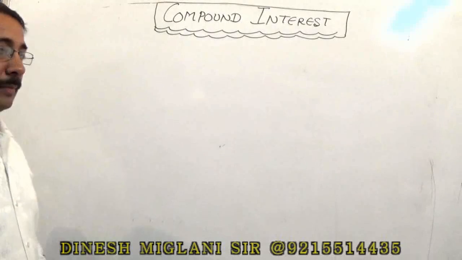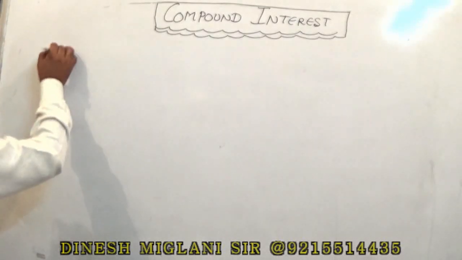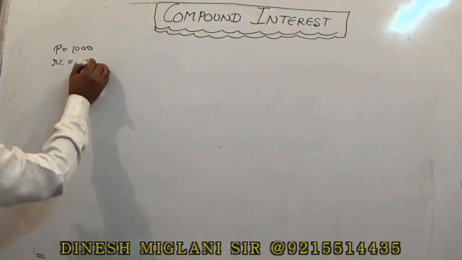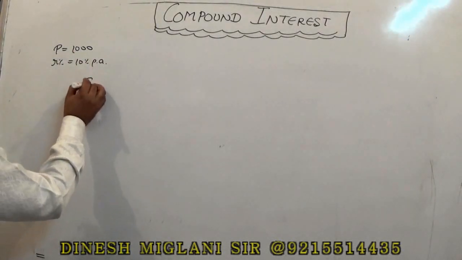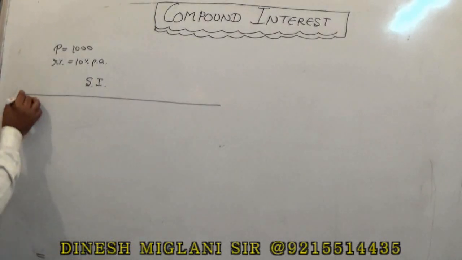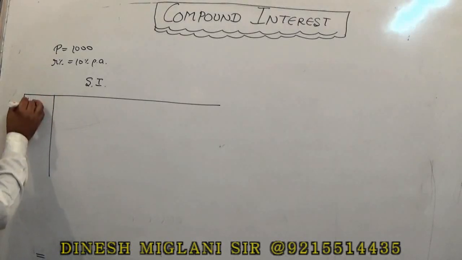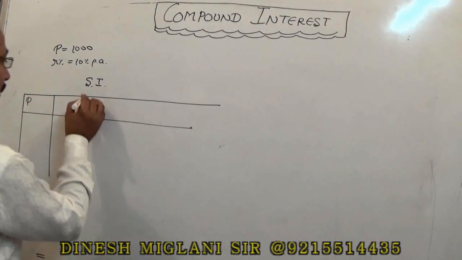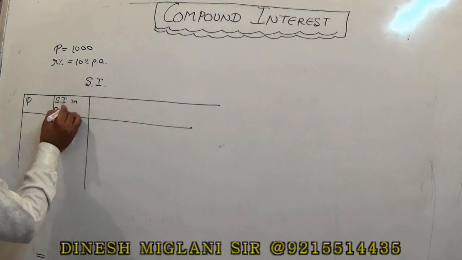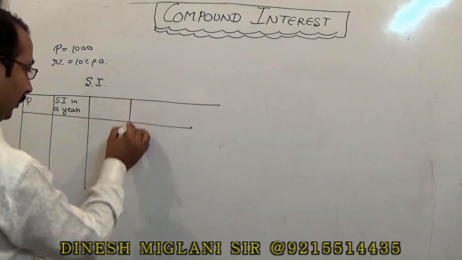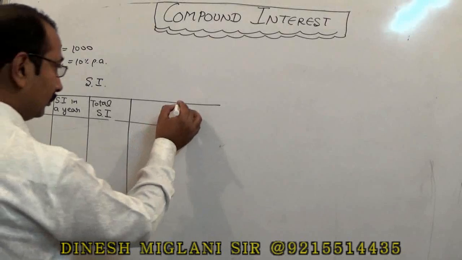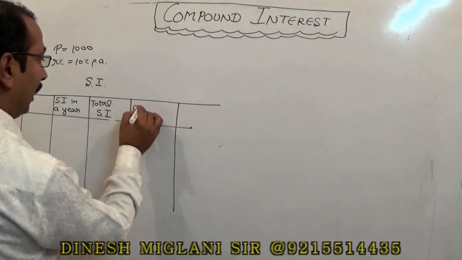I am going to start with an example. Suppose principal is 1000, rate of interest is 10% per annum. First I make a table for simple interest. The first column stands for the principal. Second column stands for simple interest in a year. Third column stands for total simple interest in given time period. Fourth column stands for amount.